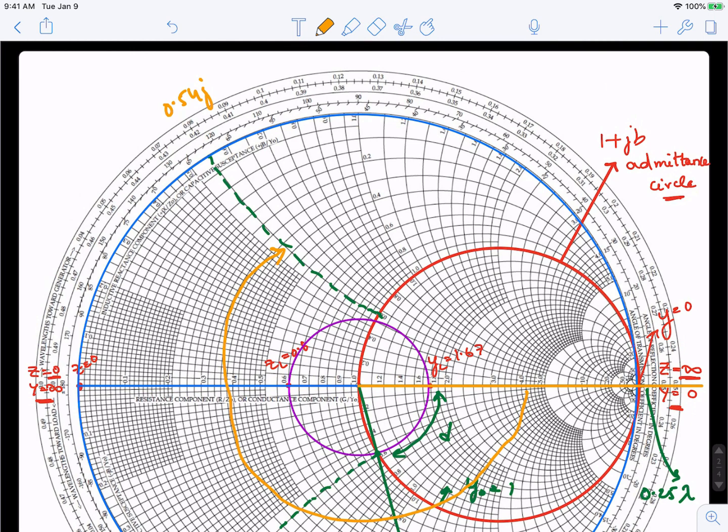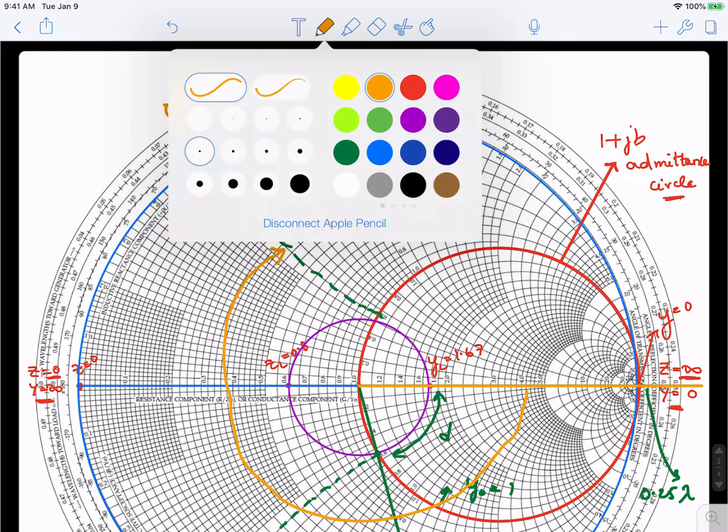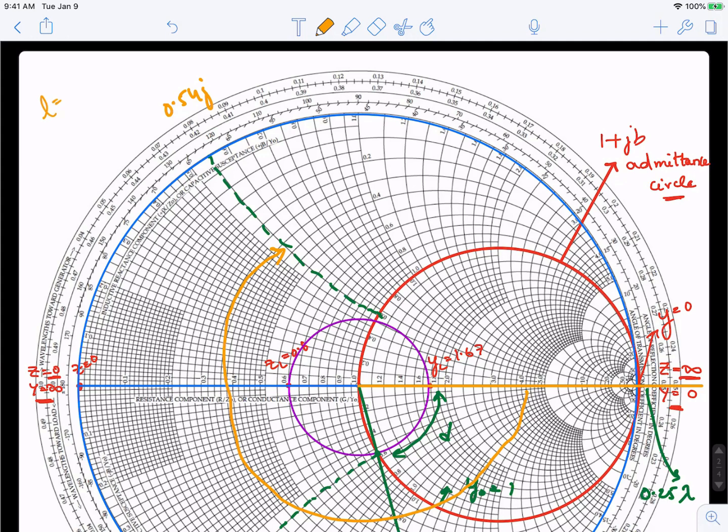If we add this entire length from here to here, then that is going to be our L. So one half circle is going to be 0.25 lambda plus 0.08 lambda. So we add the two: one half of a circle is 0.25 plus an additional 0.08 lambda, that is going to be 0.33 lambda. So L is going to be 0.33 lambda.